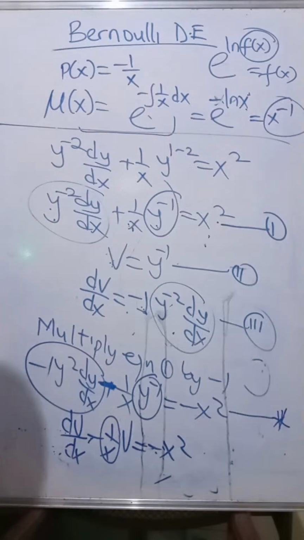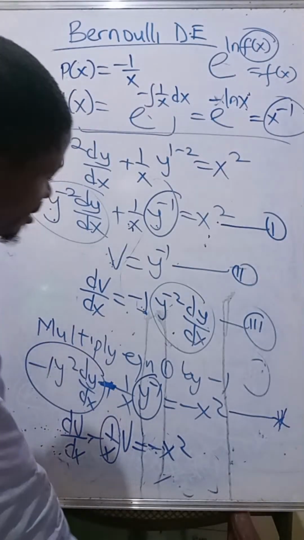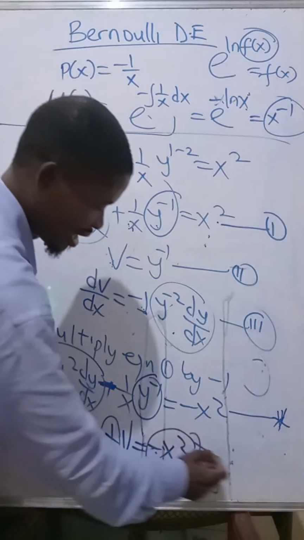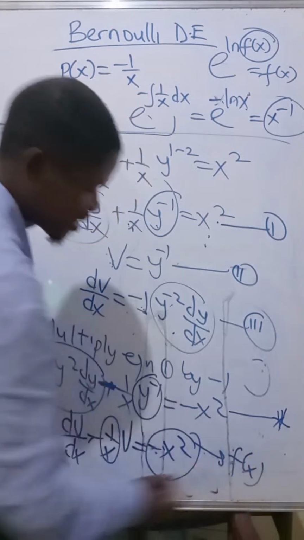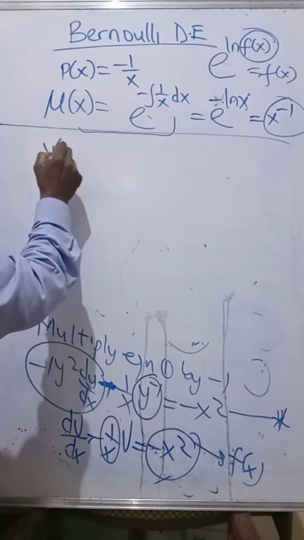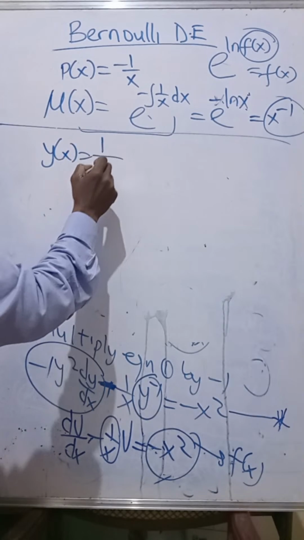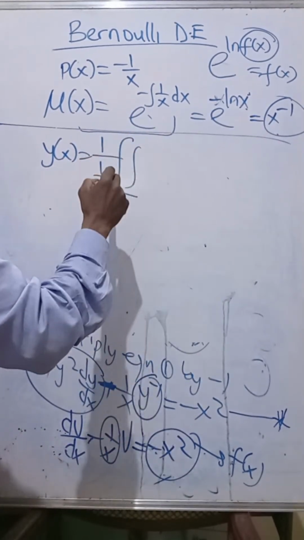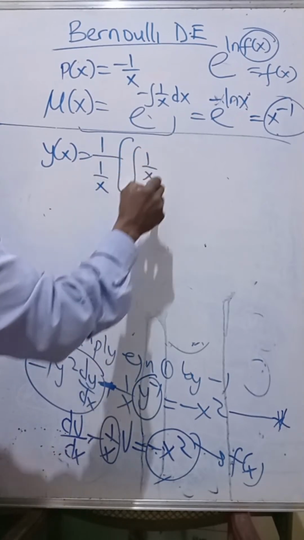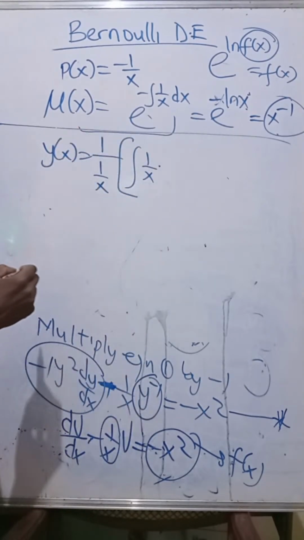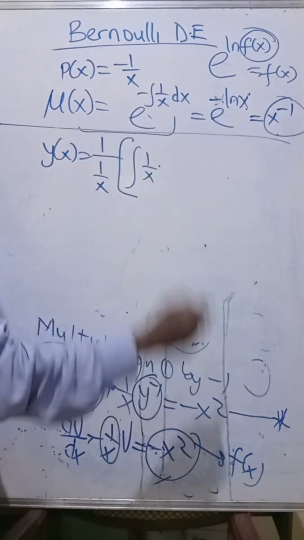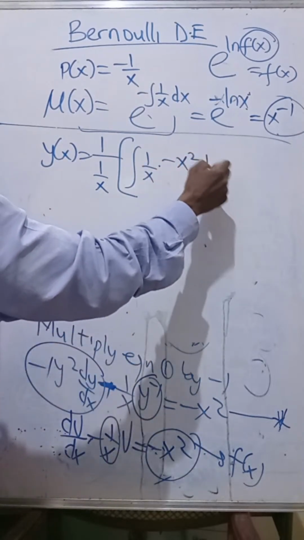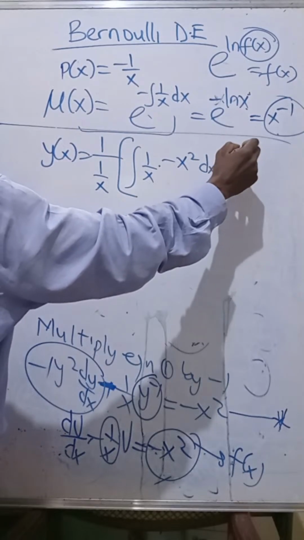So we've gotten the integral factor. Then don't forget the f of x. So we need it in getting the general solution. 1 over integral factor, which is 1 over x. Open your brackets, integral. Your integral factor is this times the f of x, which is minus what? Minus x squared, then dx, then plus what? Plus c. Okay?